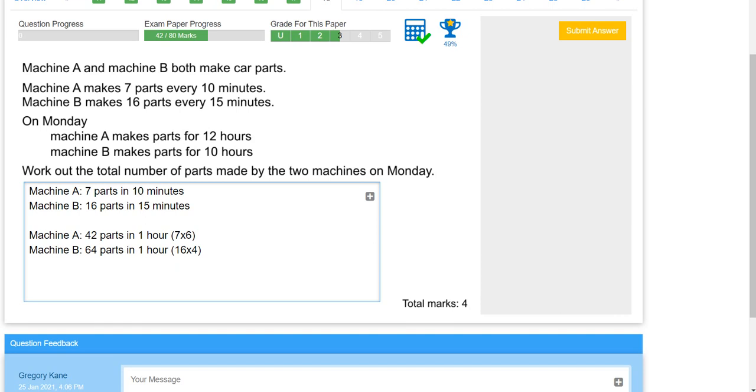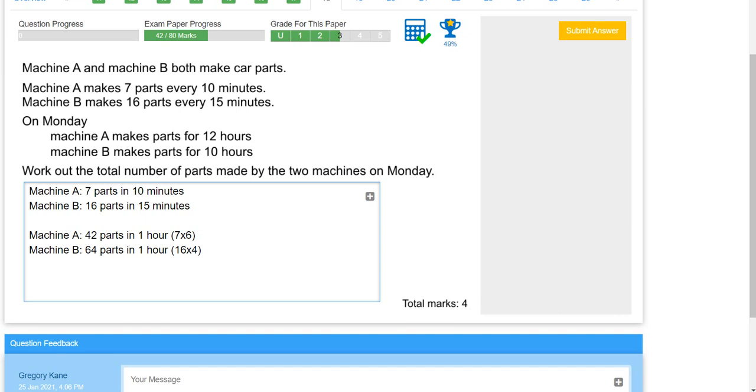First thing I want to do is work out how many parts each machine makes in 1 hour. So here you can see I've written out that in 1 hour, A will make 42 parts because there are 6 lots of 10 minutes in an hour. So 7 times 6 is 42. And machine B will make 64 parts because there are 4 lots of 15 minutes or quarter hours. So it would be 16 times 4.